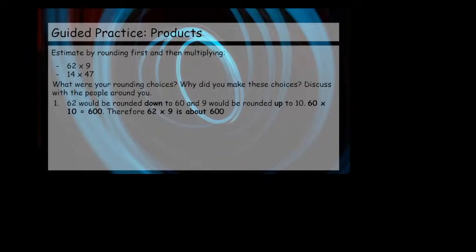For the first one, 62 would be rounded down to 60, and 9 would be rounded up to 10. 62 is rounded down because 2 is less than 4, and 9 is rounded up to 10 because 9 is the only digit and it is greater than 5. Now 60 times 10 is 600. What we did here is we multiplied both of our roundings. 62 became 60 and 9 became 10. We multiplied those two and got 600. Therefore, 62 times 9 would be about or approximately 600.